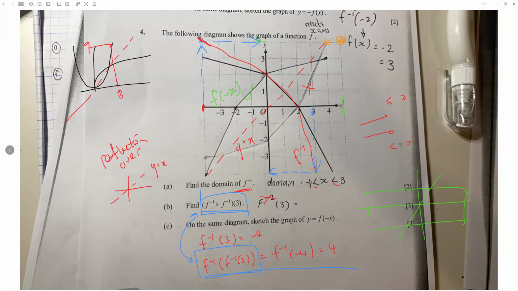Okay, wait. So f inverse of 3 equals -4. The f inverse of 3 is -4. Yes, say inverse, it's a good math habit. Just say inverse, not -1. And then you do it twice. Yep, do it again.